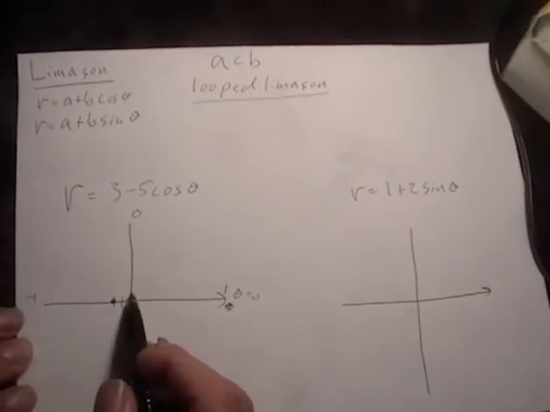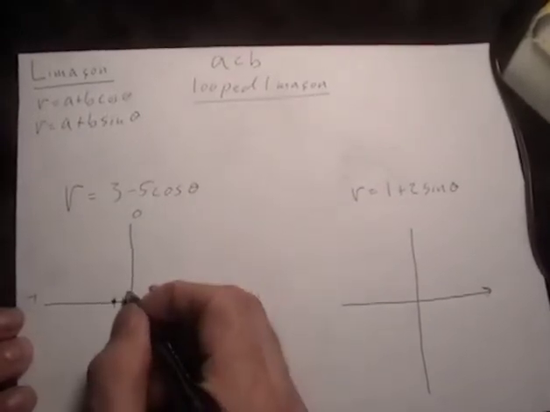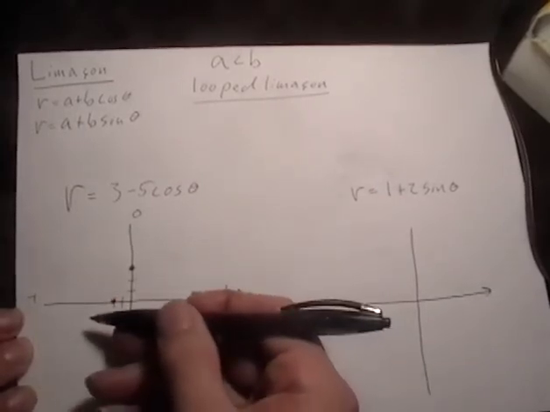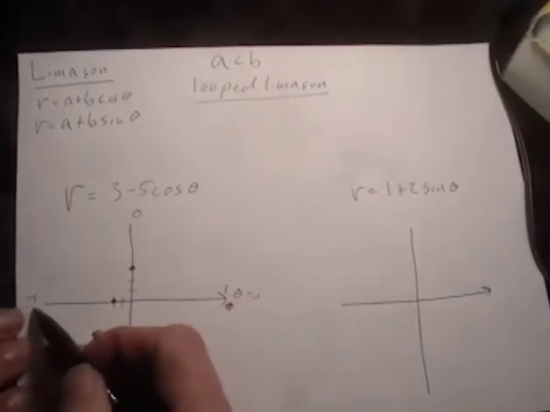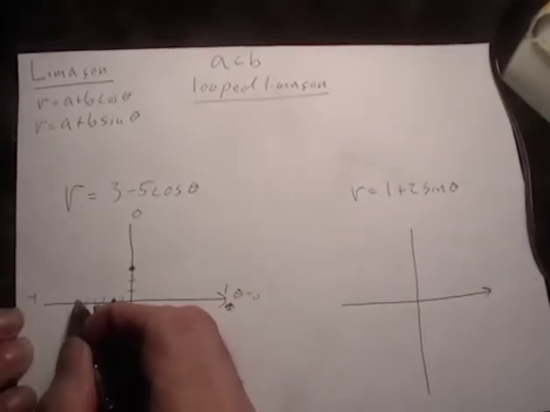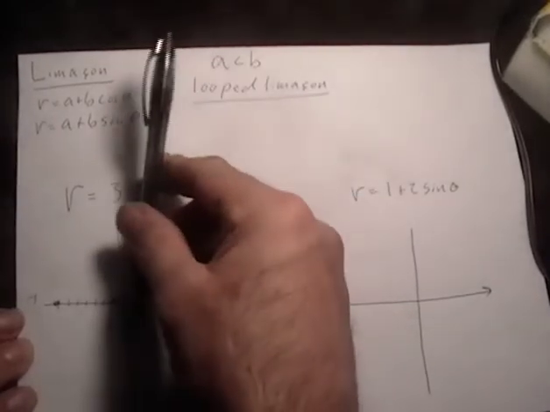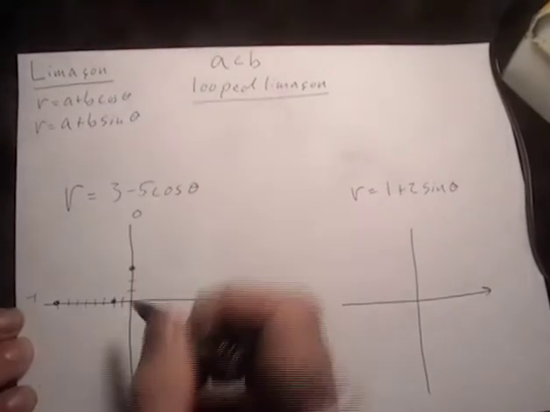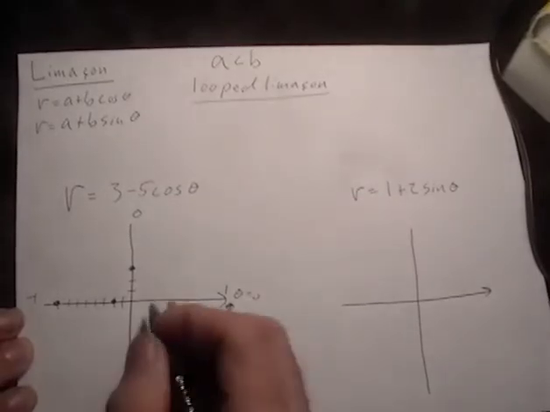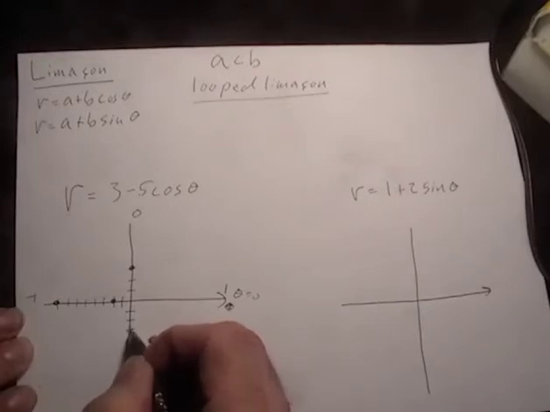In the pi over 2 direction, I'm at 3 minus 5 times 0. That will be 3. In the pi direction, I'm at 3 minus 5 times -1. That will be 8. So 1, 2, 3, 4, 5, 6, 7, 8. In the theta equals 3 pi over 2 direction, straight down, south, I'm at 3 minus 5 times 0. That would be 3. So 1, 2, 3.